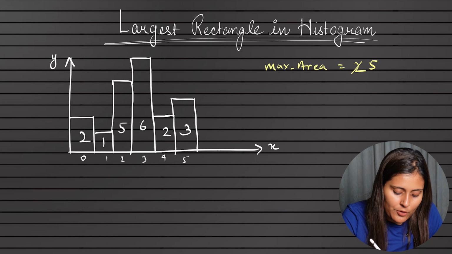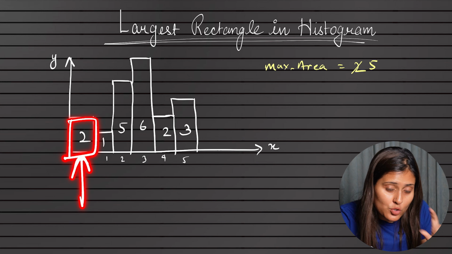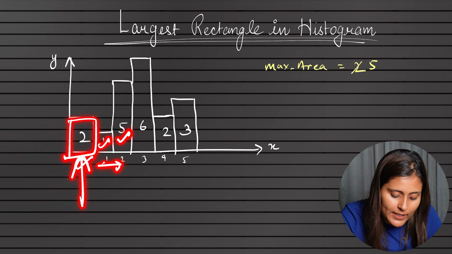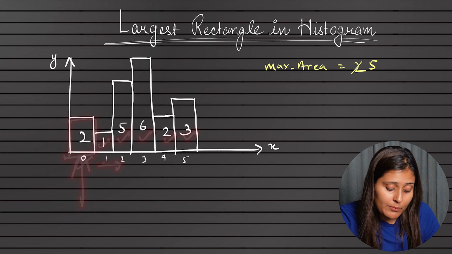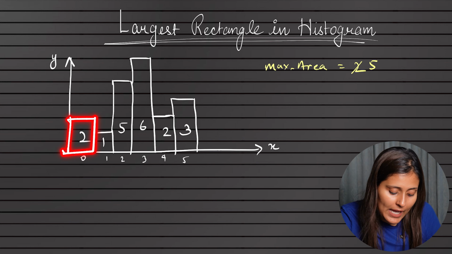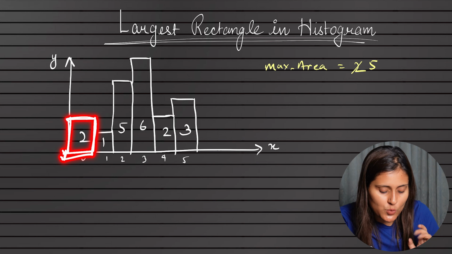Or else, if I am here, I will say with this 2 height, calculate area. Go ahead, calculate area. Standing at 2, what can be my maximum area? So I'll say as of now 2 is my maximum, so 2 cross 1.